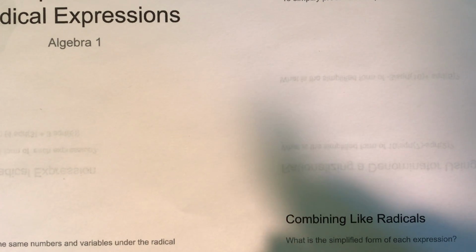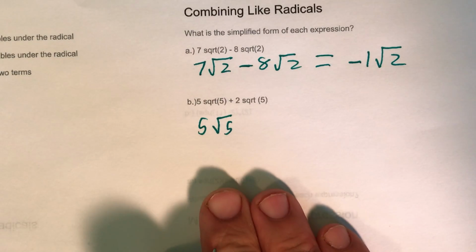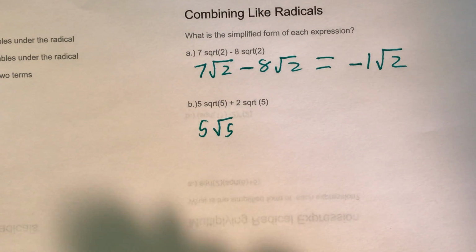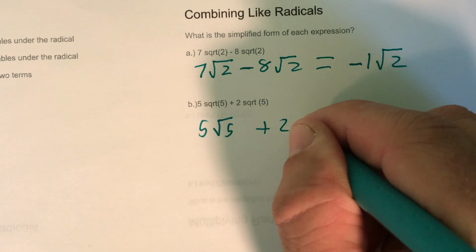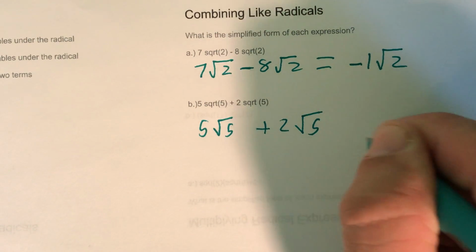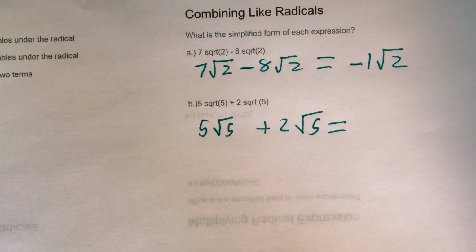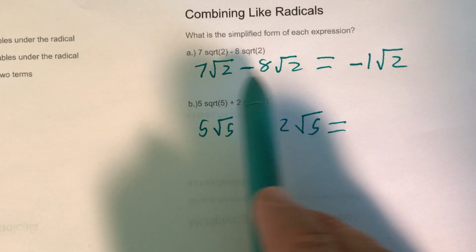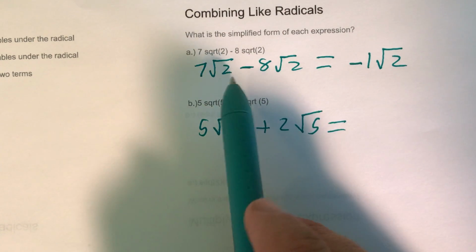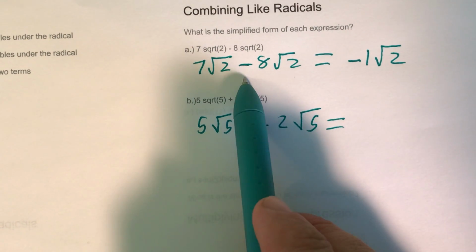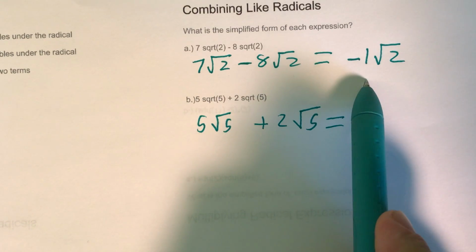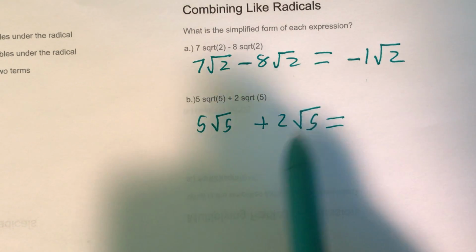Okay, now the second one. You guys didn't even get to see the first one. You get 5 square root 5 plus 2 square root 5 equals, and if you guys need to, go ahead and write that other one down. But you guys kind of see what I'm saying. You have like radicals, which means these are the same. So then you can add and subtract your numbers out in front. And that's how I end up getting my negative 1 square root 2.